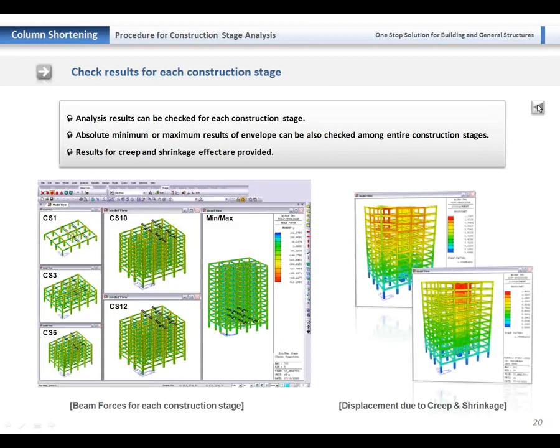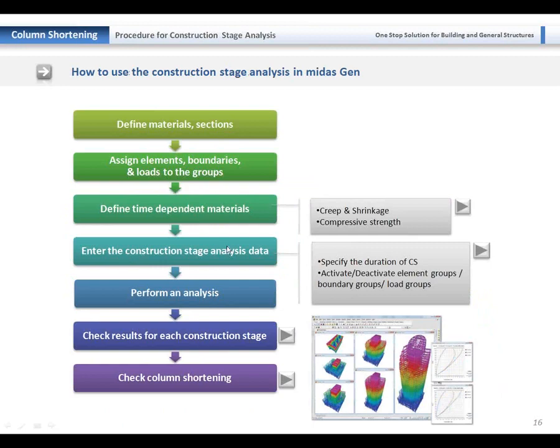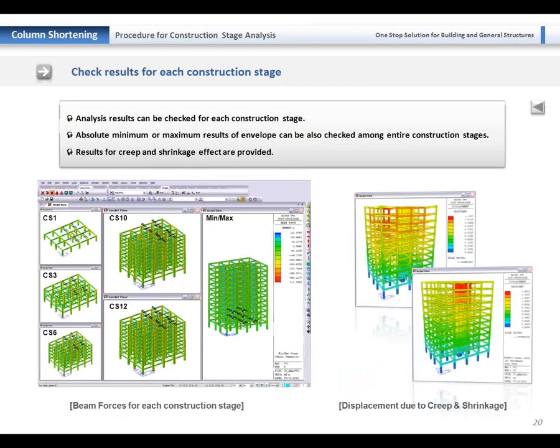Go back to the chart again. After defining the construction stage data, we perform an analysis. And then we check the results. For the results, we can check the results for each construction stage. So if you go to the corresponding page, we can check the member force or deformation for each different stage. And also we provide min-max stage, which means among all the entire stages, the program also provides the maximum or minimum values for the member force or deformation. And creep and shrinkage results can be separately checked as well.